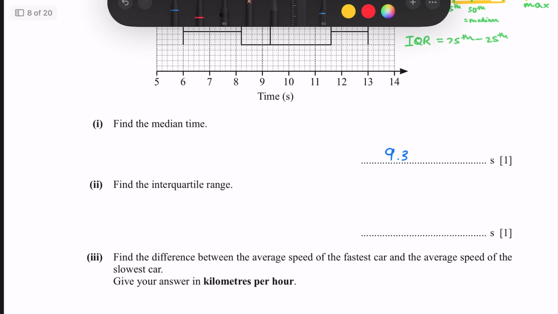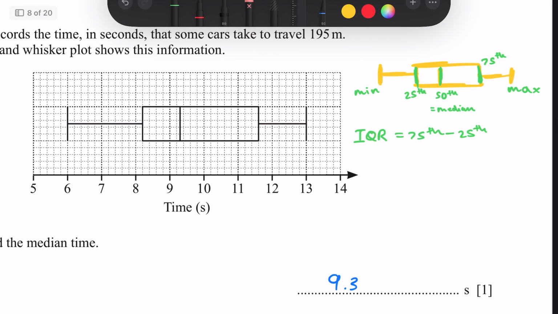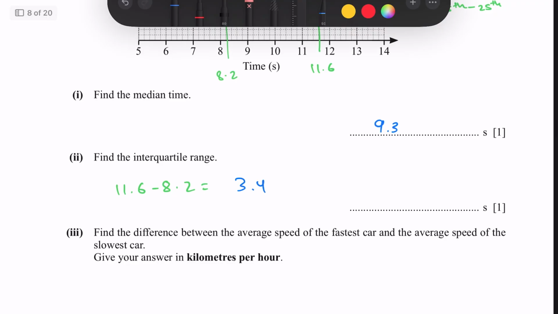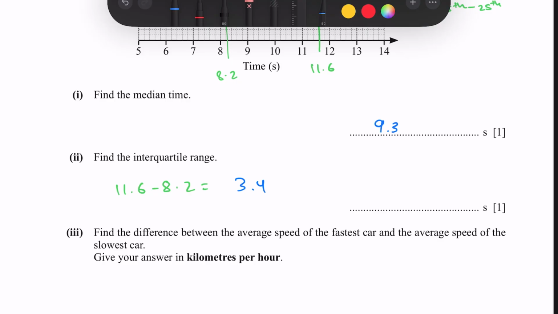Now part II says to find the interquartile range. So for this, we find the 25th and the 75th percentile. Our 75th percentile is equal to 11.6, and our 25th percentile is equal to 8.2. So the interquartile range is equal to 11.6 minus 8.2, which is equal to 3.4. I'm going to go back to my thicker font since I'm more accustomed to that.